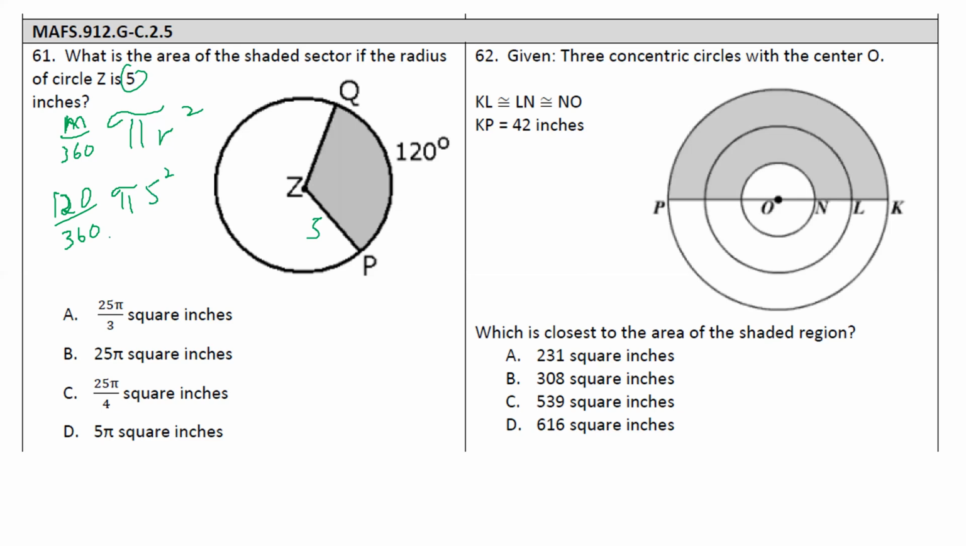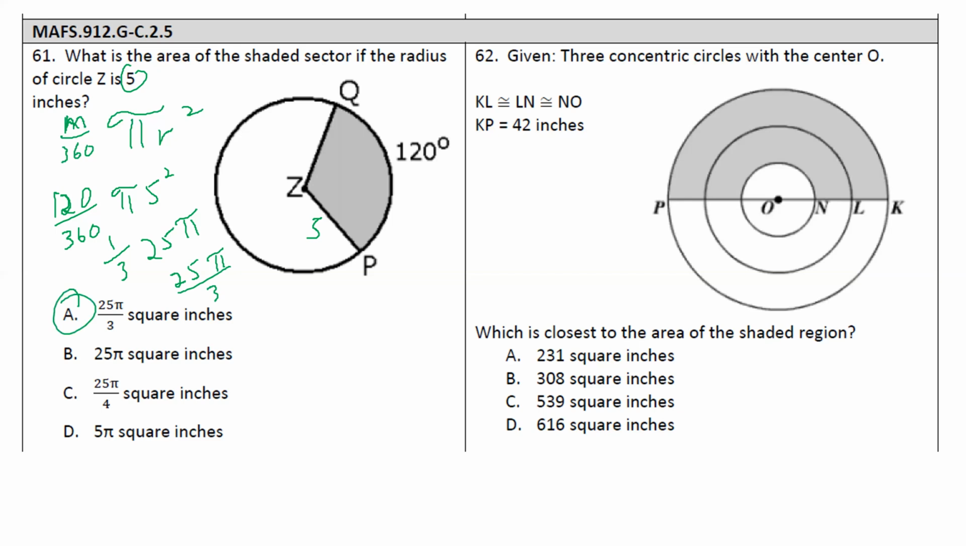120 out of 360, that reduces to 1/3. And then we have 5 squared is 25. Multiply that by that fraction. Look at all of our answer choices. They left it as a fraction. So when we multiply to that fraction, that just goes to the top. So it's 25 pi over 3, which is option A.